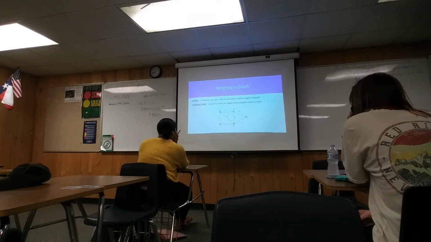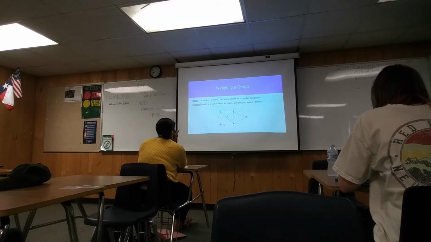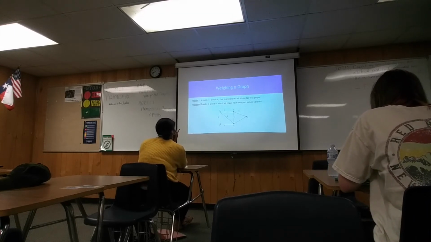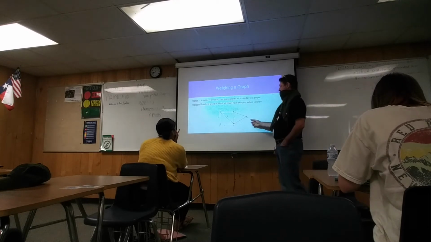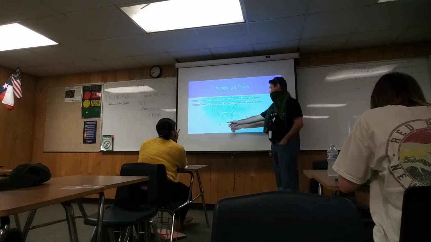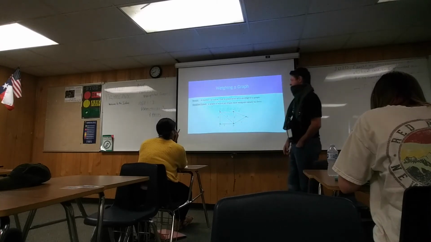Alright. Weighing a graph. Weight is a number or value that is associated with an edge in a graph. A weighted graph is a graph in which edges have assigned values to them. So we see this example of a graph here. A and B has a value of 1, B and E has a value of 2, E and D 1, D and C 1, A and C 3, A to D is 4, and B to D is 3.